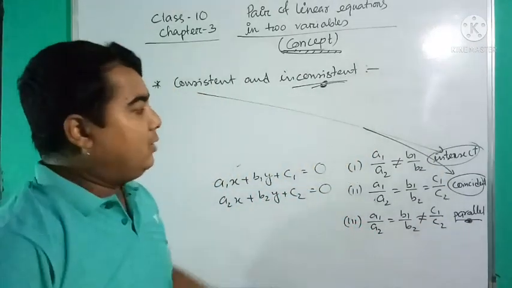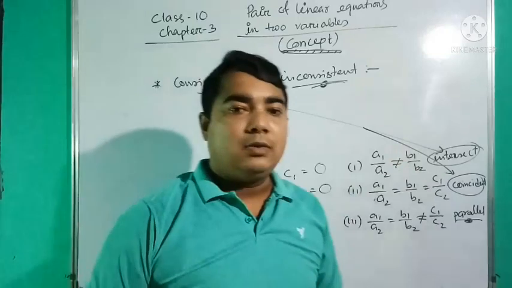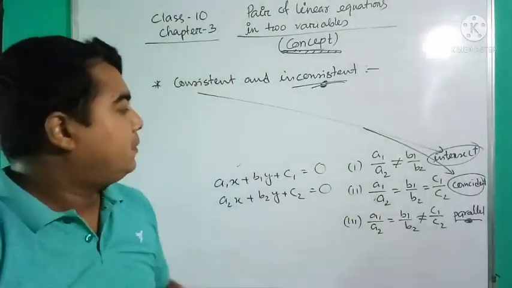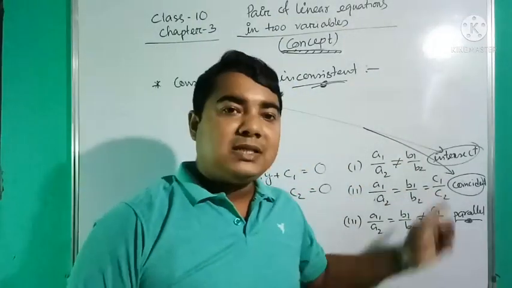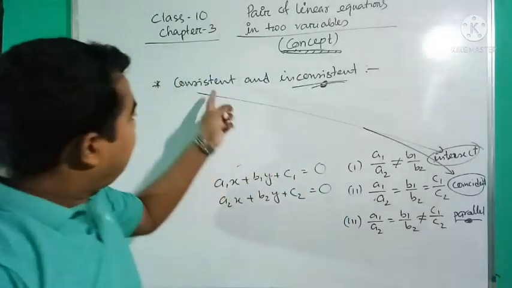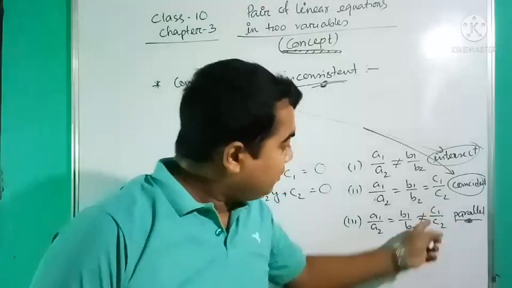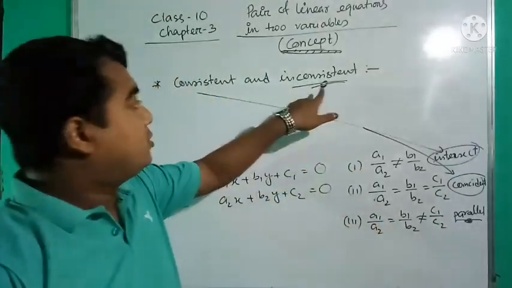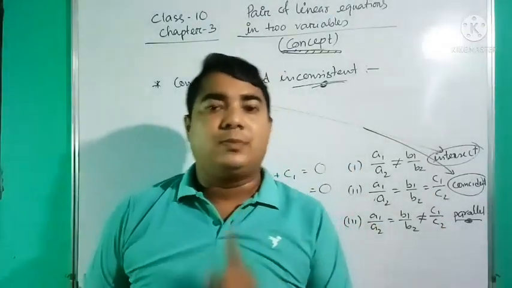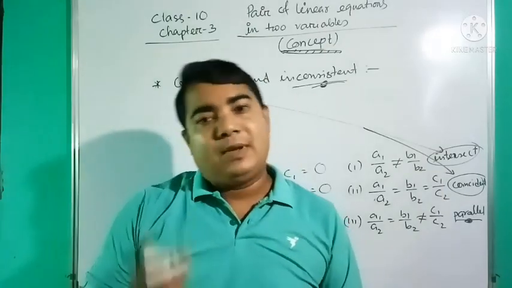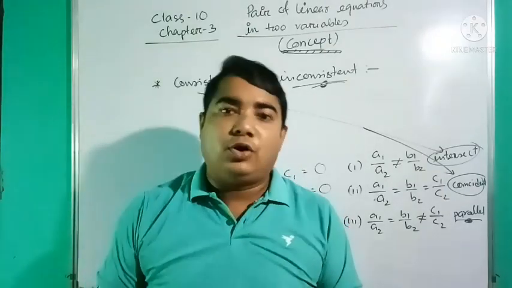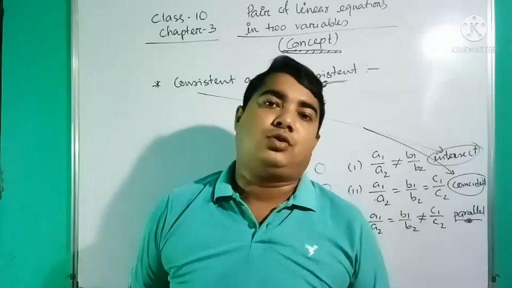That means if a1 by a2 is not equal to b1 by b2, then consistent. If a1 by a2 equals b1 by b2 equals c1 by c2, then again consistent. If a1 by a2 equals b1 by b2 but is not equal to c1 by c2, then inconsistent. In shortcut, we can say if they intersect, then consistent. If they do not intersect, then inconsistent.